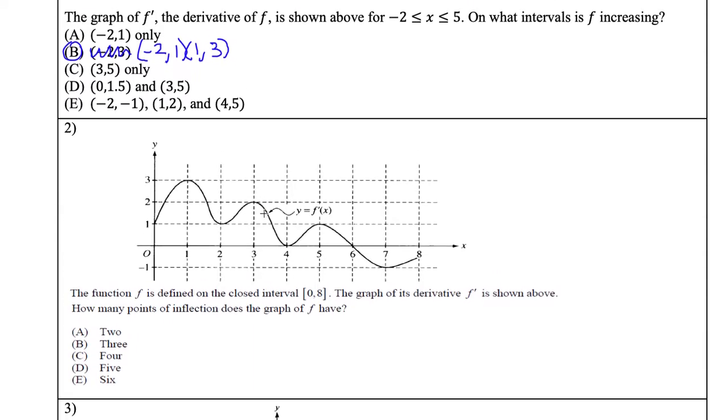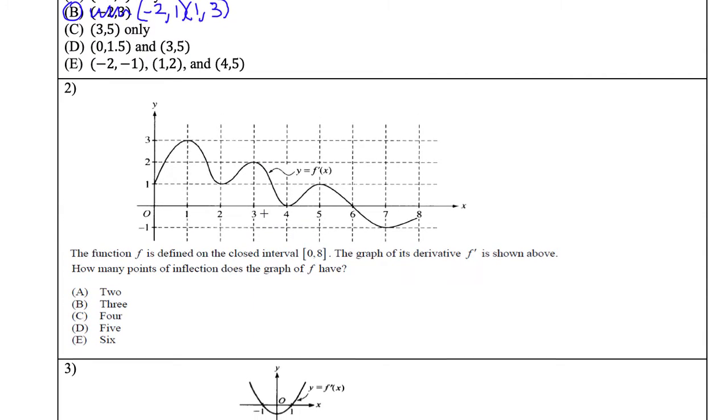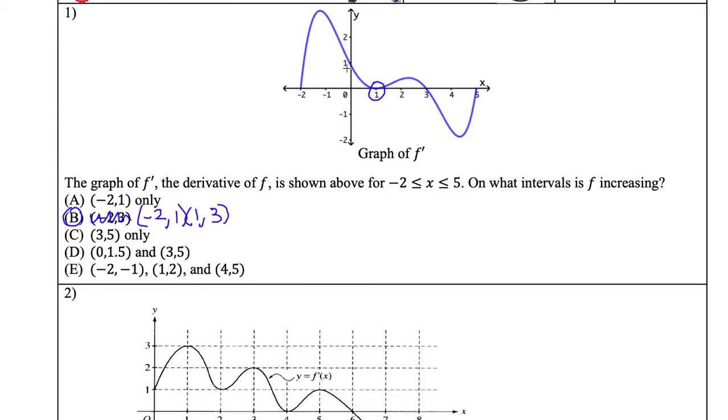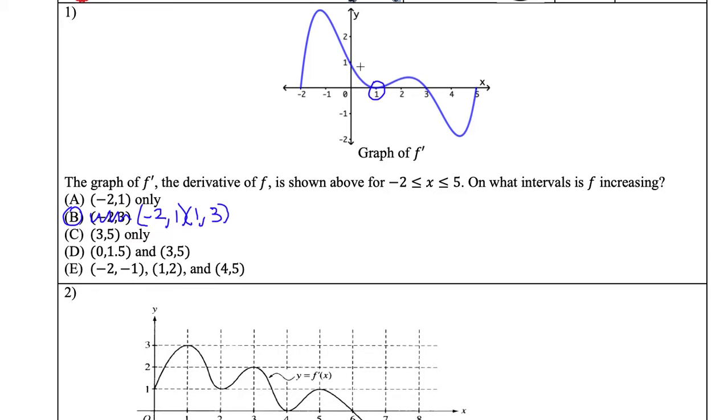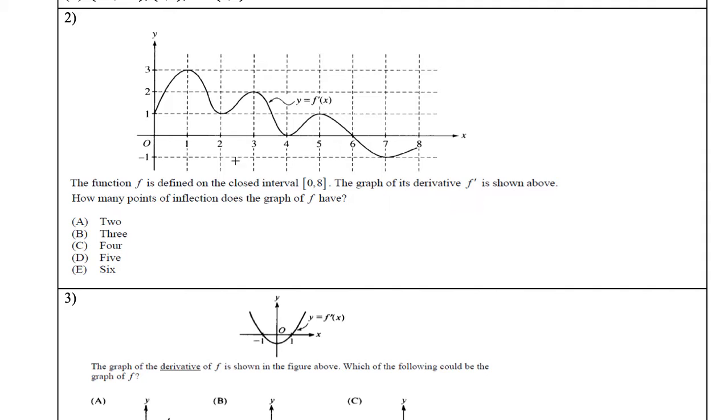So number 2, the function. Oh, let me explain. This is a graph of f prime. So on the graph of f prime, f prime is height. So it's asking, where is the height greater than 0? Where is f increasing? F prime greater than 0 is the height greater than 0. So on this one, we're finding f prime.